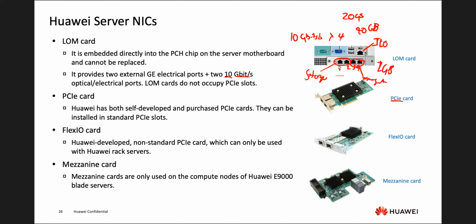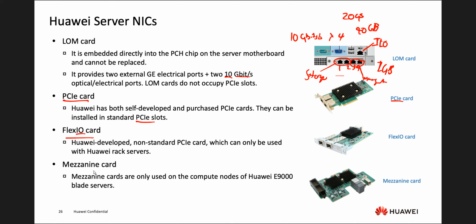Right, so when we look at the PCI Express card, Huawei has its own particular card that it developed. And obviously they can be installed on a normal PCI slot on your motherboard. You have a Flexi IO card. IO stands for input output, the abbreviation or the acronym. And so it's Huawei developed also. It's not the normal standard PC card. And you can only use this card with Huawei rack servers. So it's basically a card designed for the Huawei servers only. And many manufacturers build cards based on what they want to use them for.